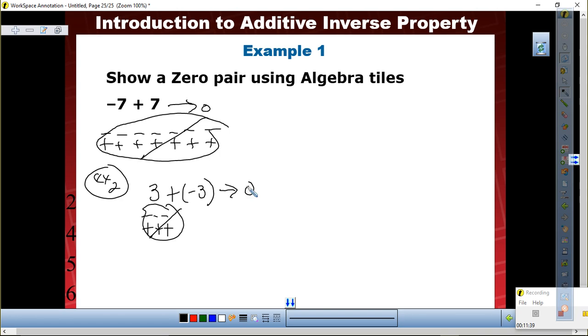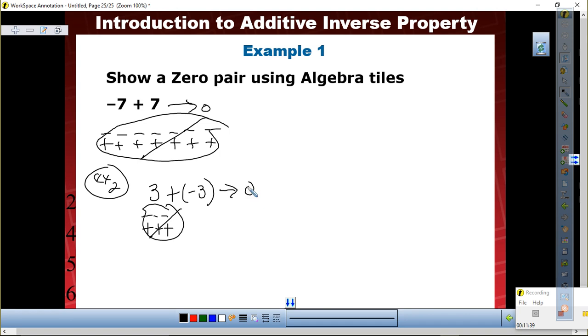Okay? And tell your neighbor the property or properties used. So far so good? Yes? All right. Who said the additive inverse property? Okay, good. Let's move on. Example 3.